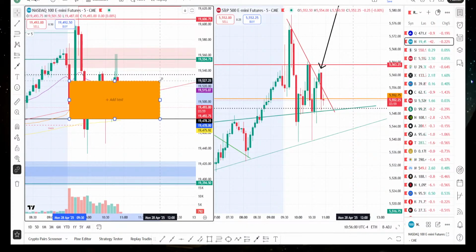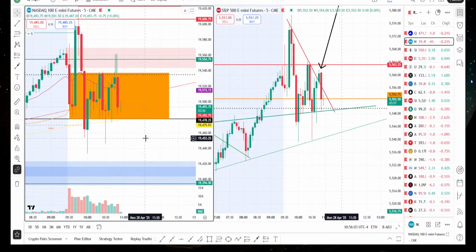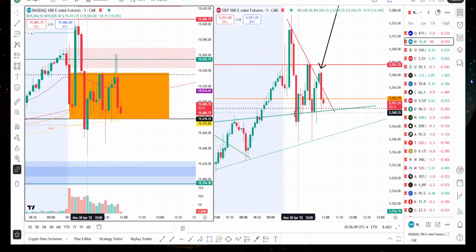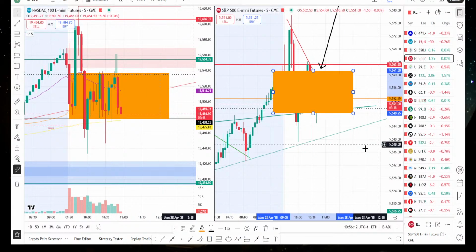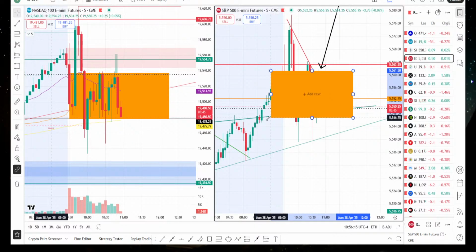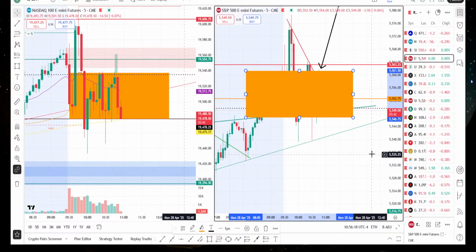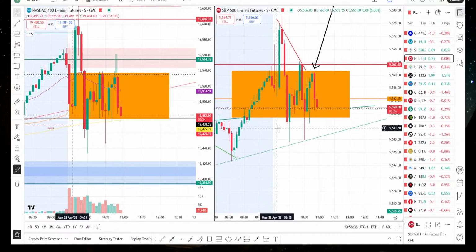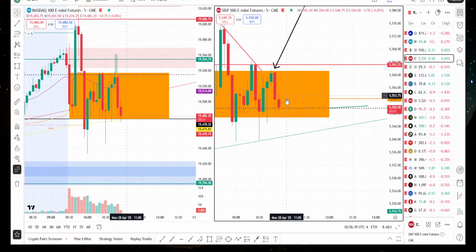Let's extend this no trade zone to here. Let's do the same thing here on the ES. No trade zone. Let's call it that. So what we're waiting for is a breakout, and it's about to be 11 o'clock.